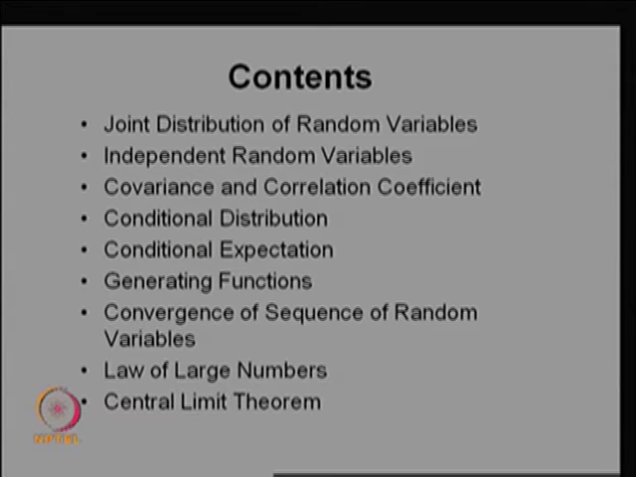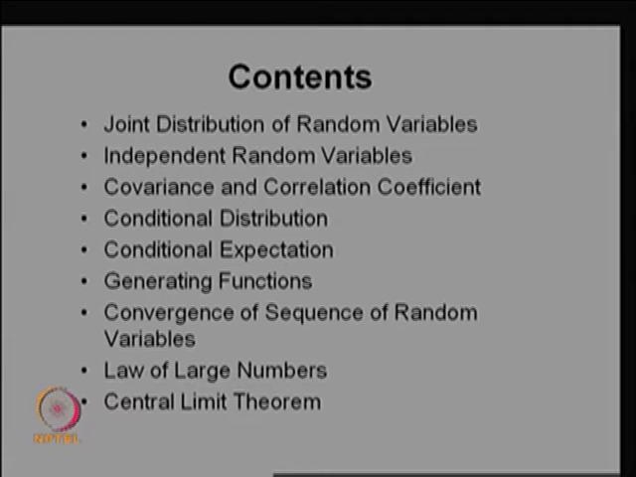After that we are going to discuss the conditional distribution, followed by conditional expectation, and we are going to list out a few generating functions: probability generating function, moment generating function, and also the characteristic function. Then at the end of the probability theory part we are going to discuss how a sequence of random variables converges to some random variable, and for that we are going to discuss the law of large numbers also. And at the end of lecture 2 we are going to complete with the central limit theorem.